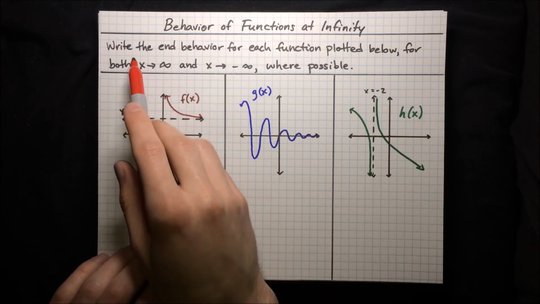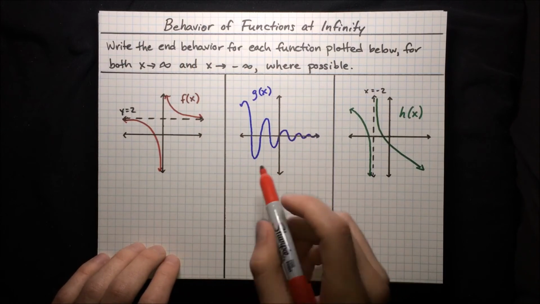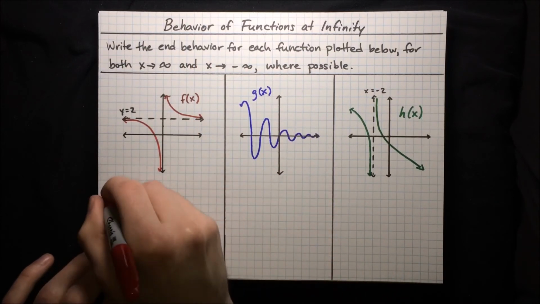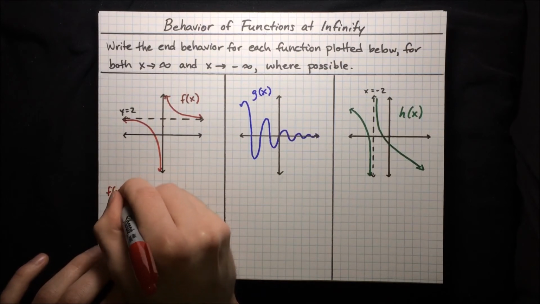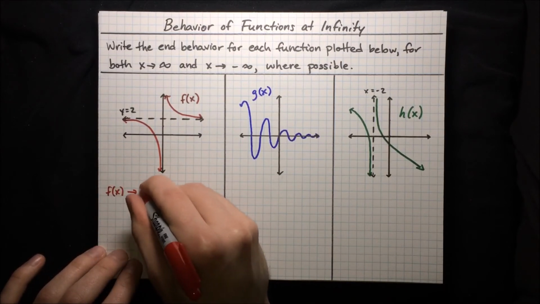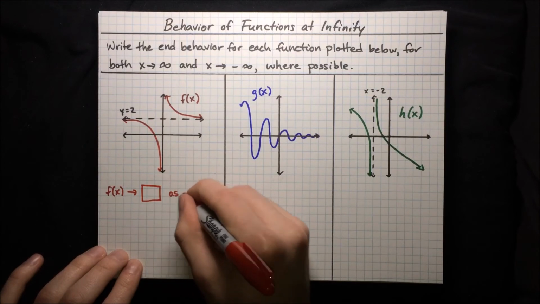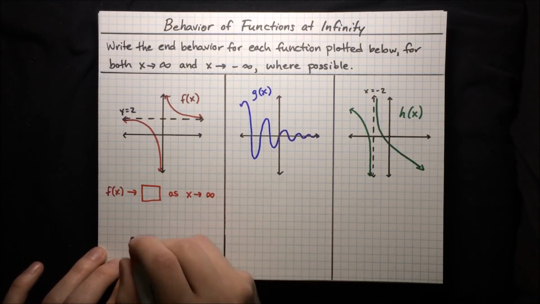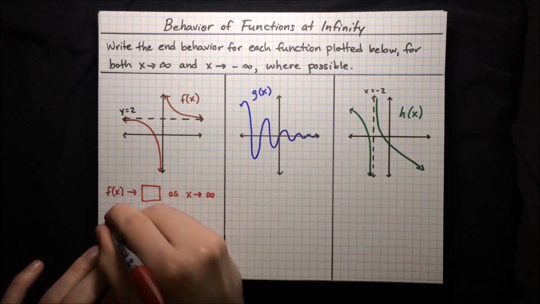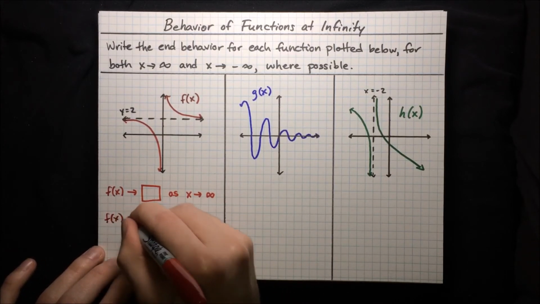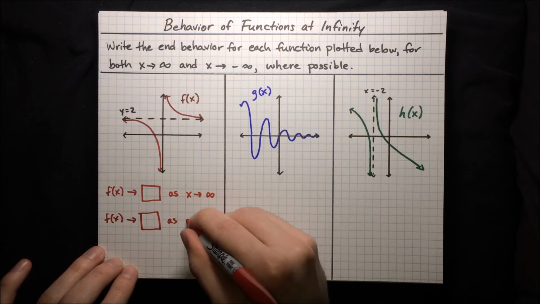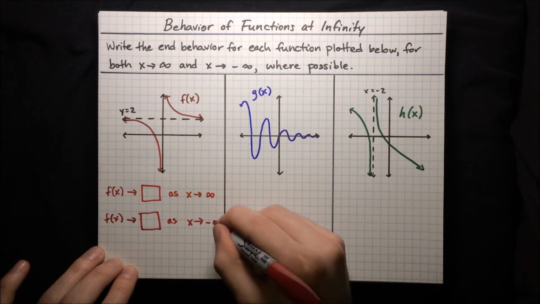So this time we have to come up with the end behavior statements. So let's write down our templates. For f of x, we want to know f of x approaches what as x approaches positive infinity, and the same idea for x approaches negative infinity also. So let's write down that template. F of x approaches what as x approaches negative infinity.